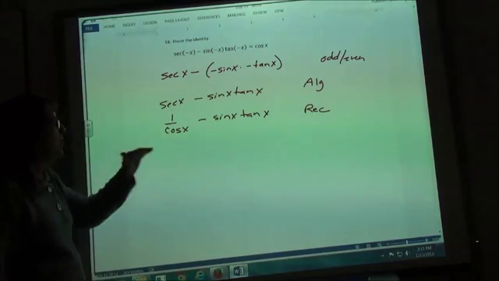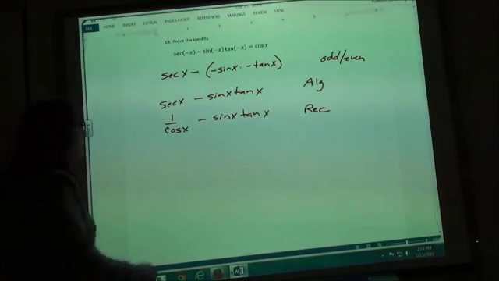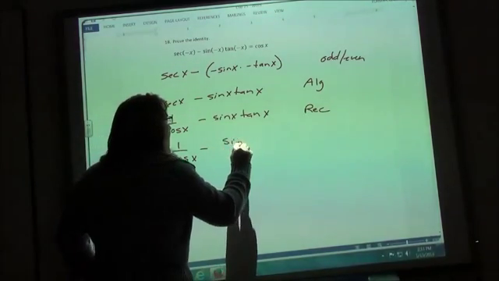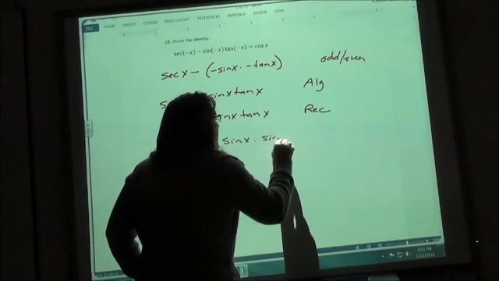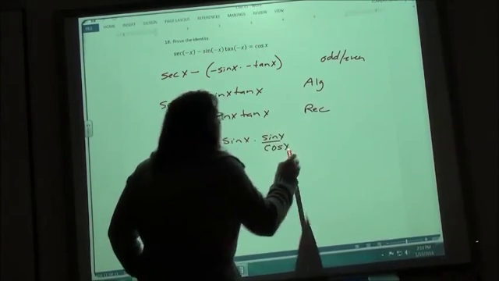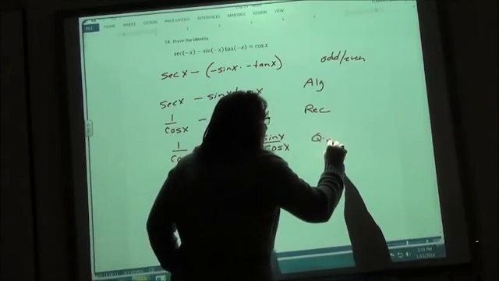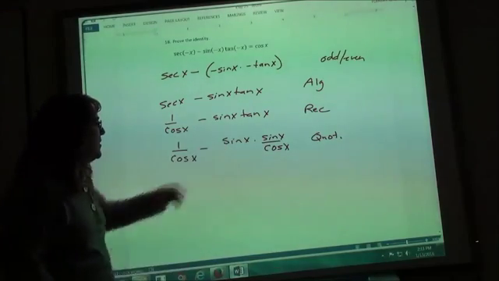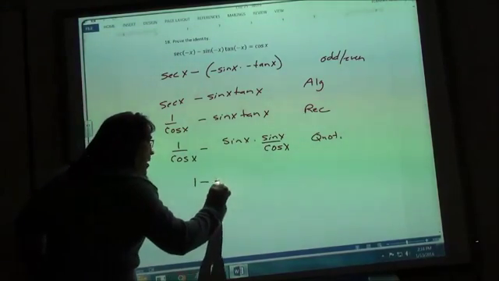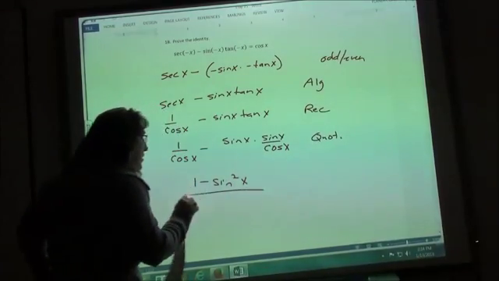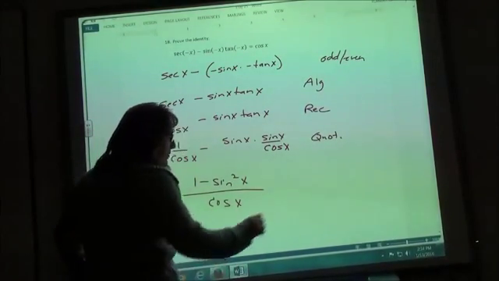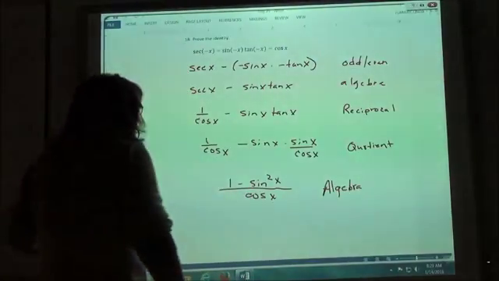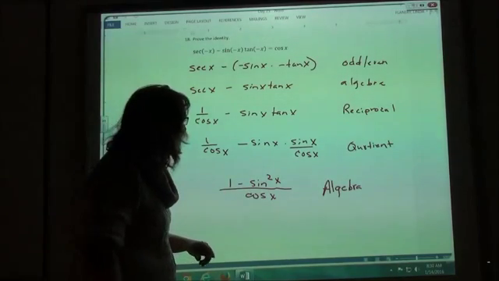Tangent of x is sine over cosine, so I can get a common denominator there. So I'm going to have 1 over cosine of x minus sine of x times sine of x over cosine of x. That's one of my quotient identities. So just doing some algebra here and combining that into one expression, I'm going to get 1 minus sine squared of x over cosine of x. Just plain old algebra. All right, so we have 1 minus sine squared of x over cosine of x.